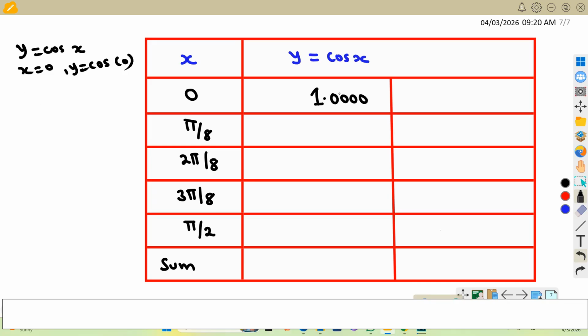No one will penalize you for not putting the zeros. So next, we shall have the last one. The last one is pi by 2. Y is equal to cos of pi by 2.